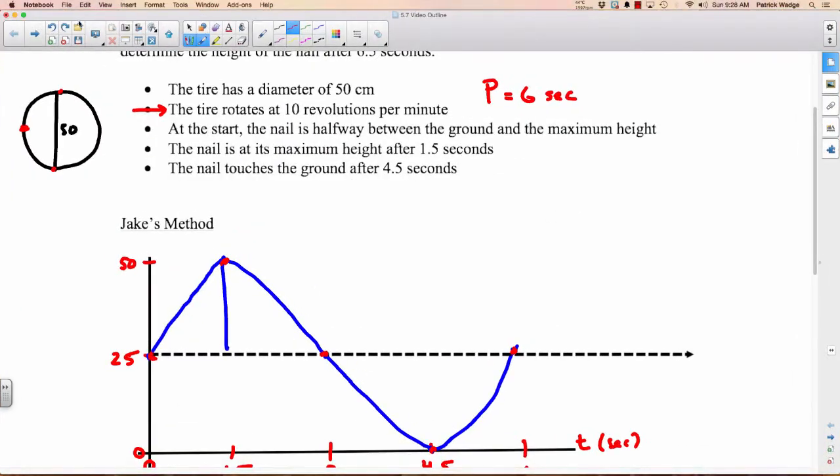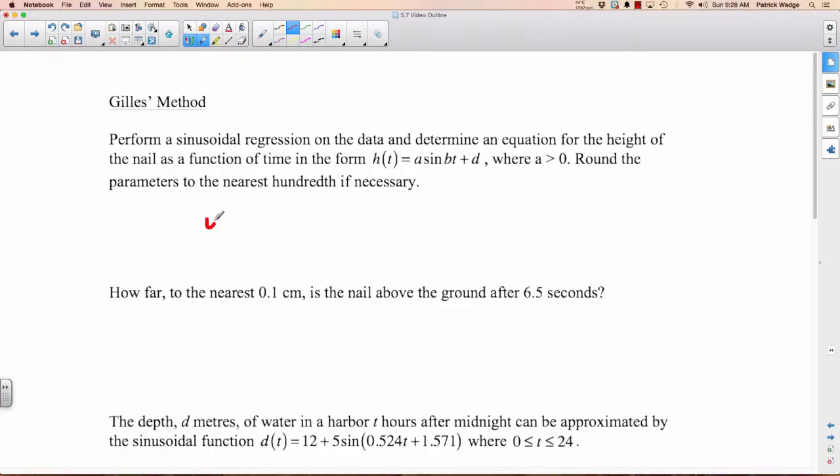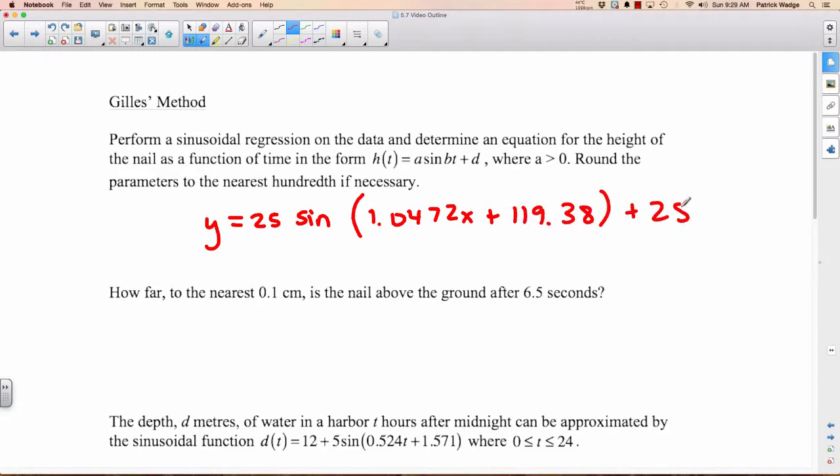So if I look over here, it says the A value is 25, the B value is 1.0472, the C value is 119.38, and the D value is 25. So I have to put all those numbers into my equation. So let's go do that. The equation is y equals 25 sine 1.0472, I probably don't need that many decimal points, but whatever, plus 119.38 plus 25. There we go.